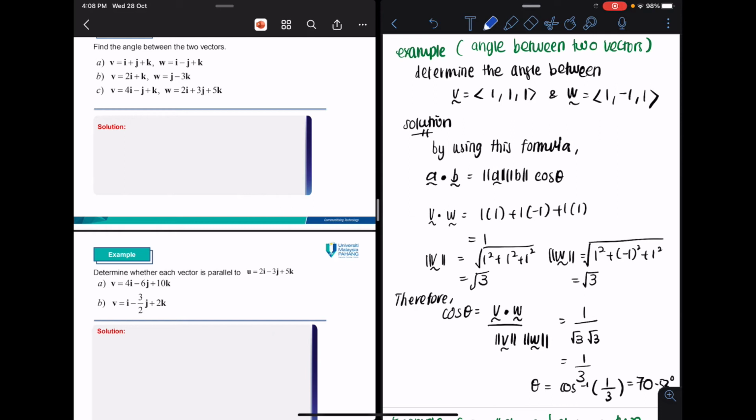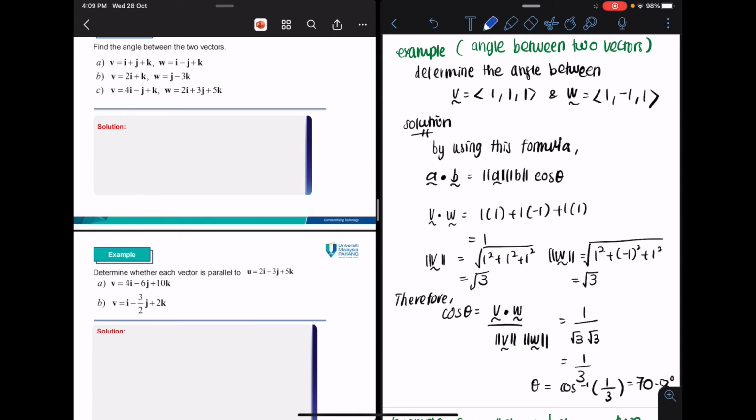And then according to this formula, I need to determine the magnitude of each vector. Right after that, the magnitude of vector V is √3, meanwhile the magnitude of vector W is also √3. So by manipulating the formula, cosine theta is equal to the dot product between vector V and vector W, and then divide by the magnitude of both vectors, and then I will get 1 over √3 times √3.